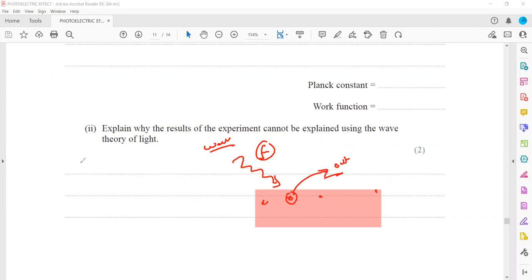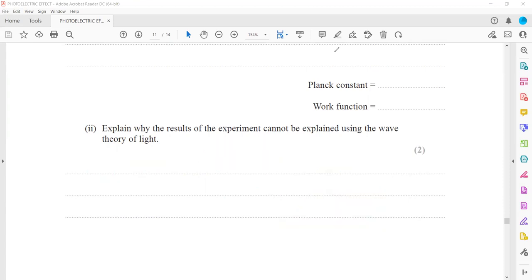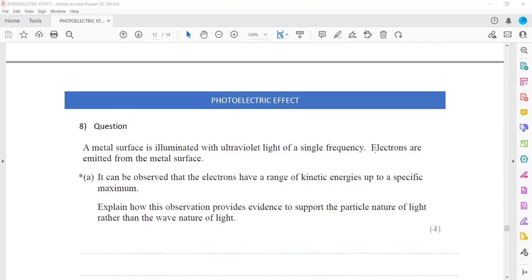So number one, any frequency should remove the electron. But when we check the graph, not any frequency, only specific frequencies remove the electron from the metal surface. That's why the wave theory cannot explain the photoelectric effect.